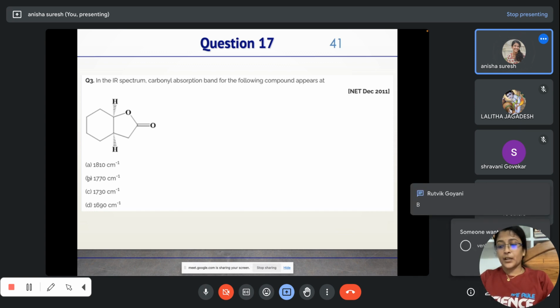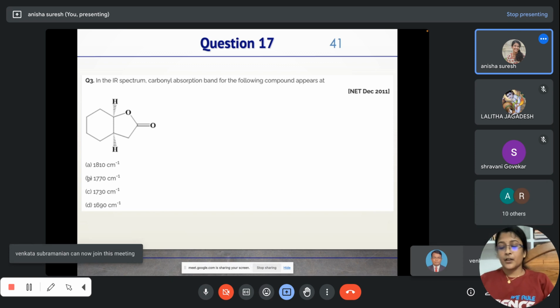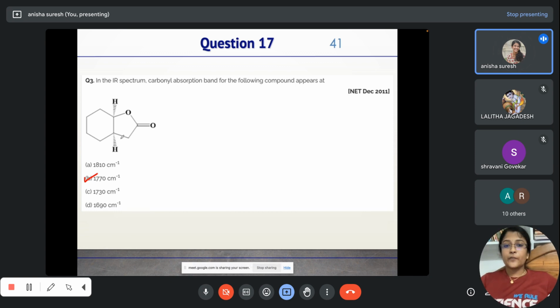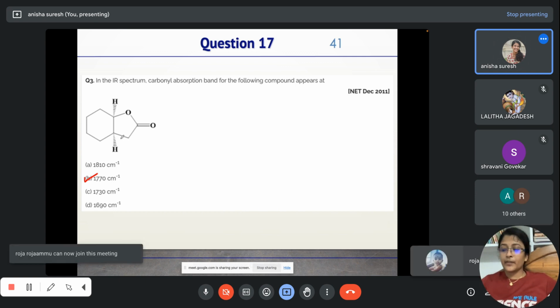Option B will be the correct answer. Why? Let us see the values for carbonyl absorption.